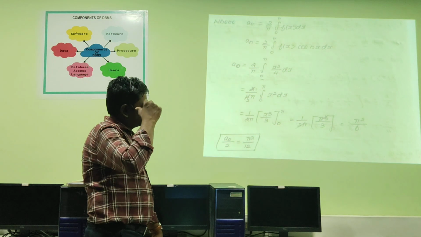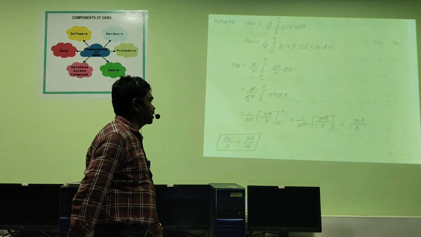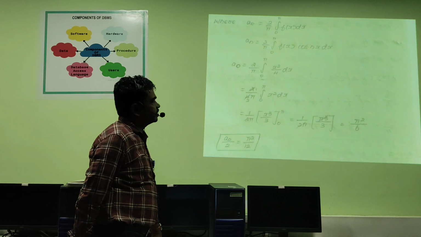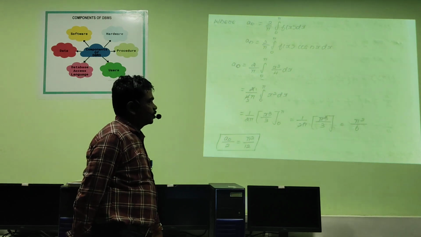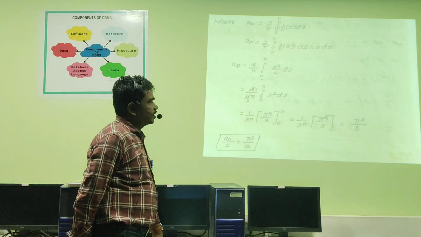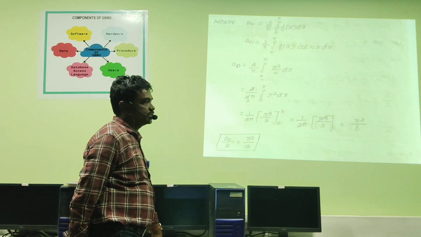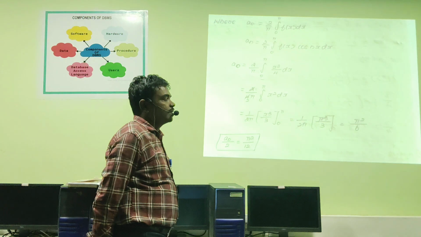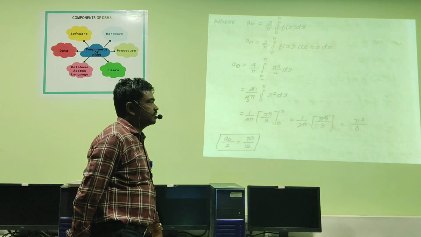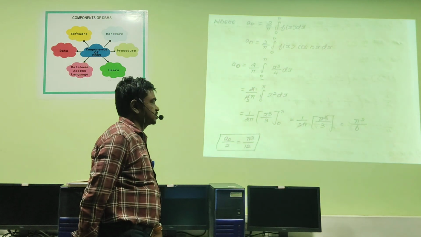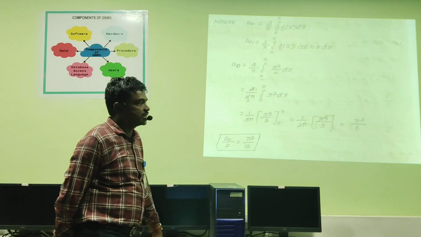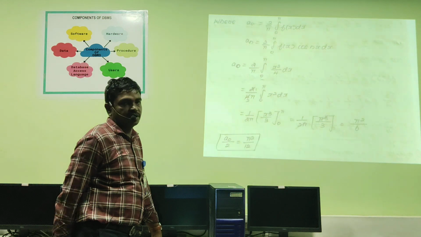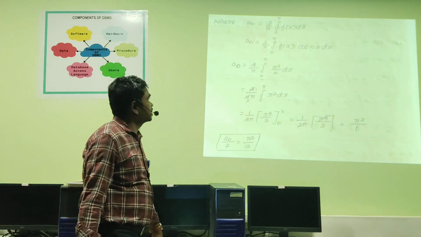Integral 0 to pi x square dx, the integration will be x cube by 3. So 1 by 2 pi, x cube by 3 with limits 0 to pi. Therefore 1 by 2 pi, upper limit is pi cube by 3 minus lower limit 0 cube by 3, so no term there. Therefore 1 by 2 pi cube by 3, that after simplification we get pi square by 6. So the value of a naught is pi square by 6. A naught by 2 means pi square by 12.